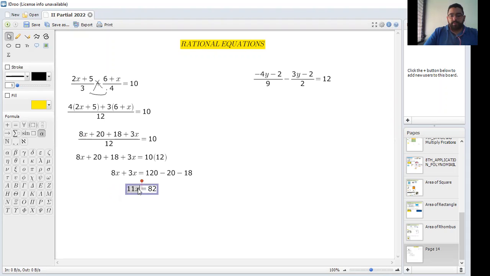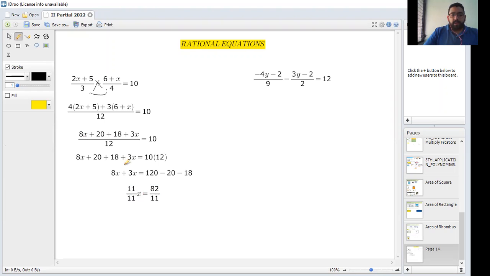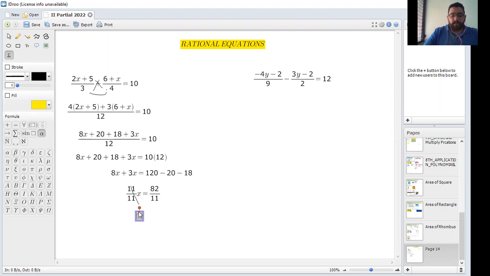Then what you have to do is divide both sides by 11, and 82 by 11. Remember, we cancel the 11 over 11 because you are going to get 1, and the answer is going to be 82 over 11. And this is the answer, or the value for x in this rational equation.